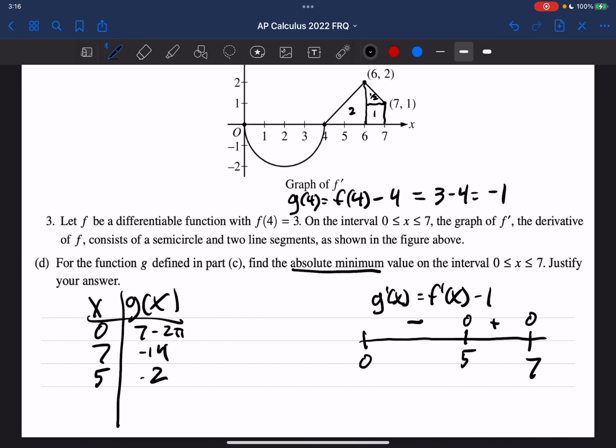So what is our absolute minimum value? That value is negative 14, and you pretty much have to find all three of those values in order for AP to give you the credit for justifying your answer.